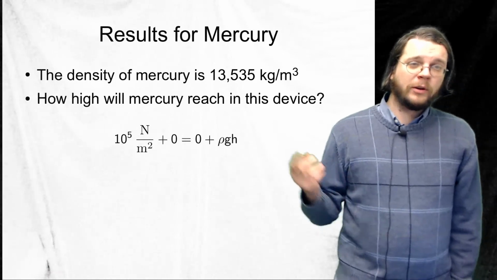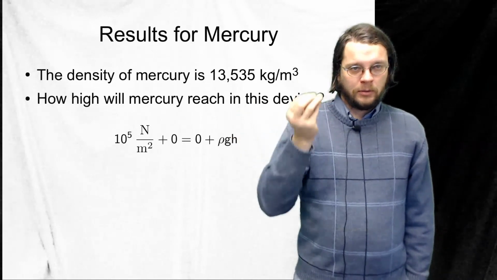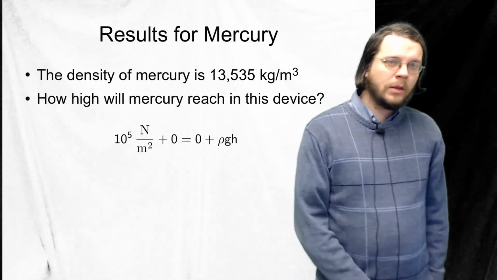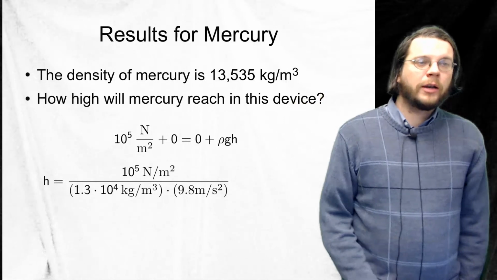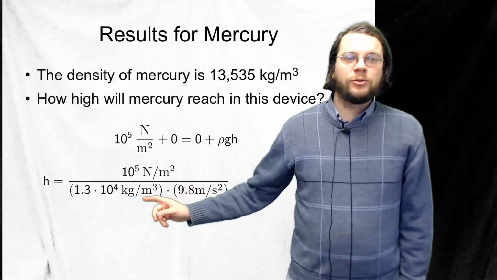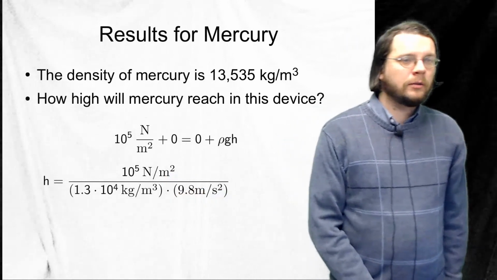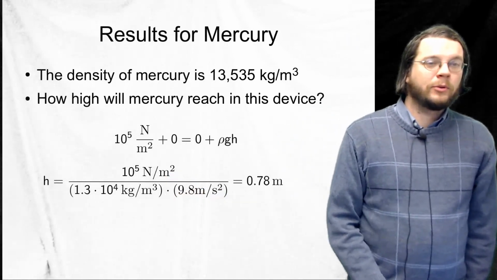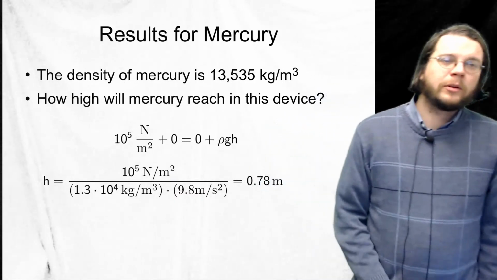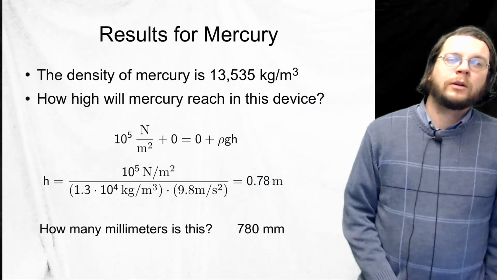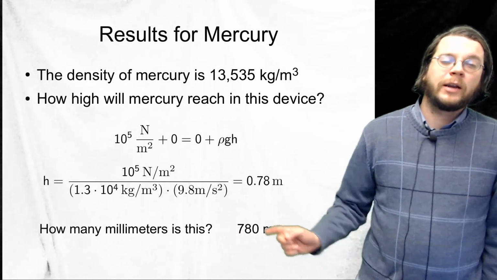If you do this with mercury, mercury is about 13.5 times denser than water. And so it should be 13.5 times shorter in height. So again, you divide both sides by rho and g. So this is your rho, things like that. And you end up with 0.78 meters, which is probably not that memorable of a number, but you might have heard of 780 millimeters.